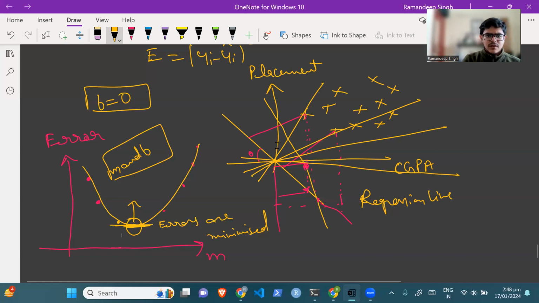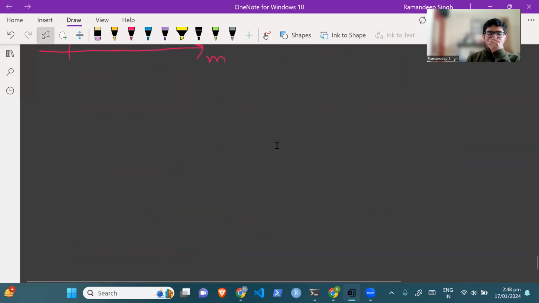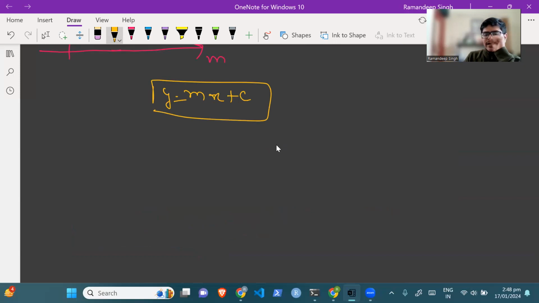Now I have planned that I will show you this model y equals mx plus c through an implementation of scikit-learn code, that is ML.